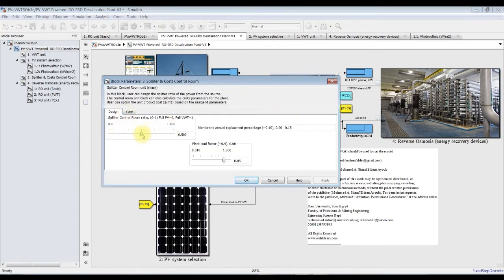We can here control the load variation between the photovoltaic and vertical wind turbine unit. Suppose I'm going for 0, which means full load on the photovoltaic system. Okay, and 1 means, from 0 to 1, full load on the vertical wind turbine. I'm going for, suppose I'm going for 50%.